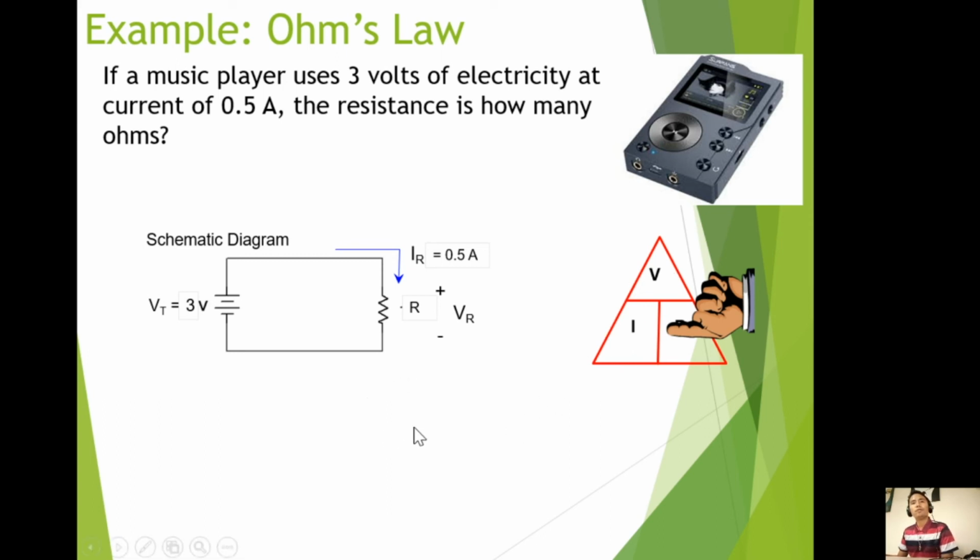To solve, R is equal to VR over IR. Here VR is the voltage drop across the resistance of the music player. Since there is no other component in the circuit, VR is equal to VT. So substitute 3 volts for VR, divided by 0.5 amperes. The resistance of the music player is equal to 6 ohms. That is how to solve for the resistance of a circuit using Ohm's law.